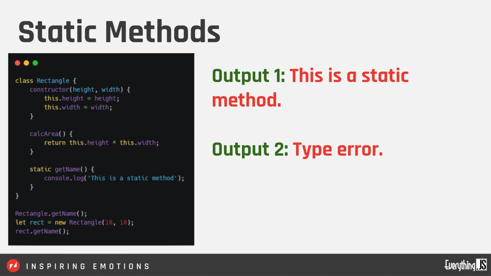First output, this is a static method. It will give the console log. But the second one, like Java or any other object-oriented language, it will give the type error. So this is how they created the static methods in class in ES6. And there is no such thing called static properties.